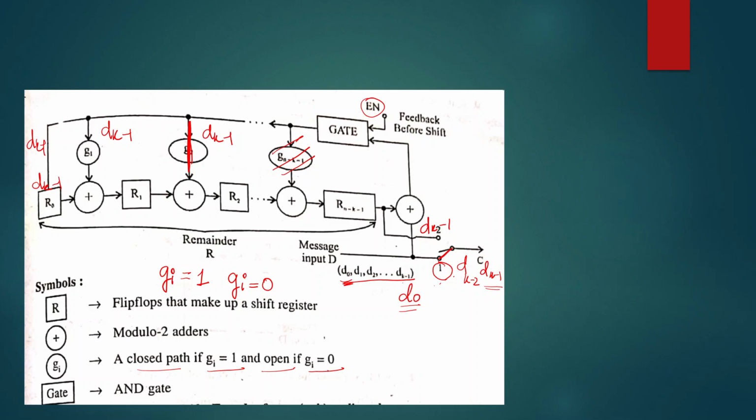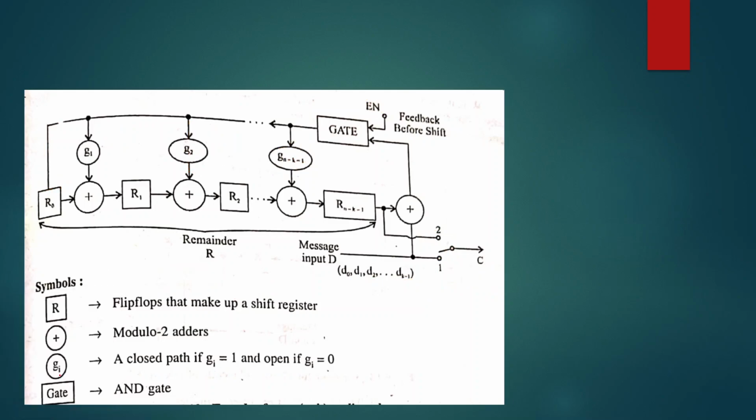Now what will happen, once you send the entire data, the last data bit that would enter is d0. It will be modulo 2 added with the content in the last shift register or flip-flop, and then it will be sent. The output will be recognized for each and every flip-flop. Then the switch will toggle to position number 2, and this one would be disabled.